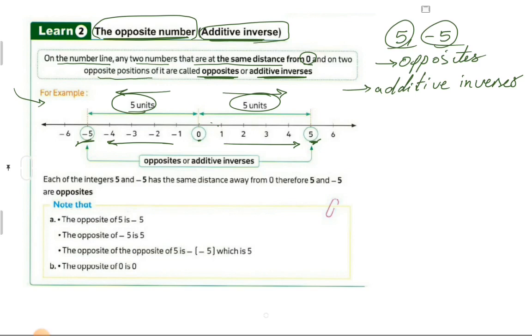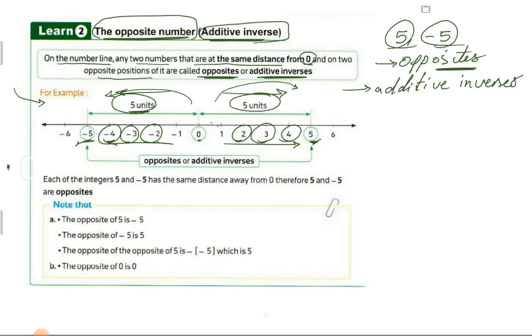So we can call 4 and negative 4 opposites. We can call 3 and negative 3 opposites. We can call 2 and negative 2 opposites or additive inverses. We call them opposites because they are opposite each other. 5 and minus 5: 5 is on the right at the same distance, and negative 5 is on the left at the same distance. That's just 5 units.